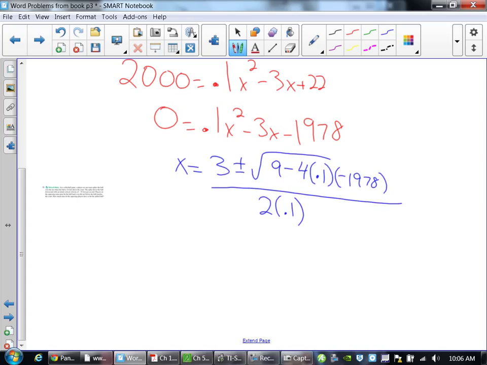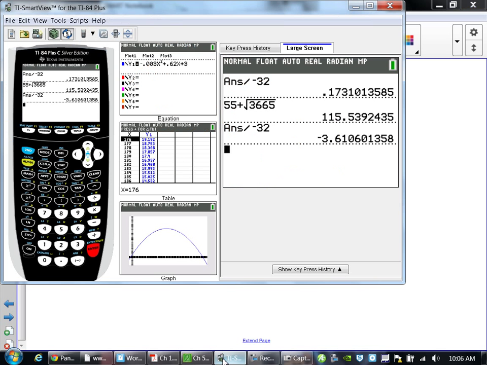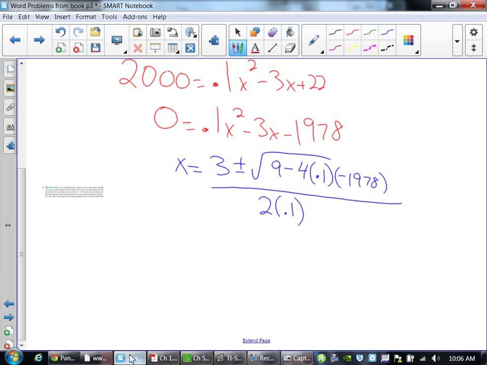So what I'm going to do here is figure out what's underneath the radical first. So we had 9 minus 4 times 0.1 times negative 1978. So 800.2. So it's 3 plus or minus the square root of 800.2 over 2 times 0.1. Yeah, so divided by 0.2.